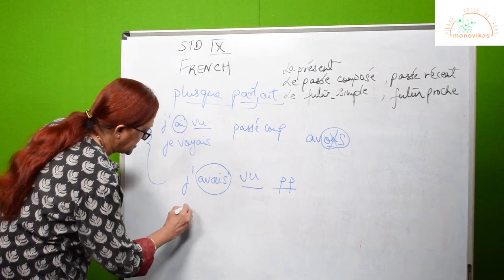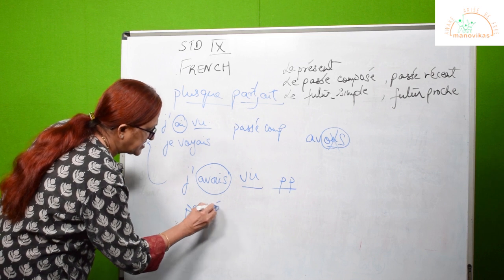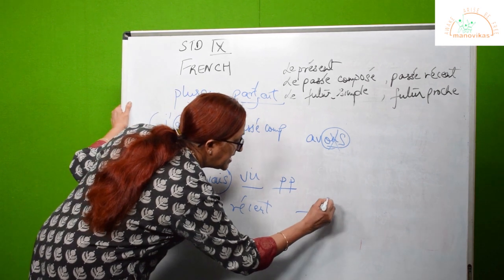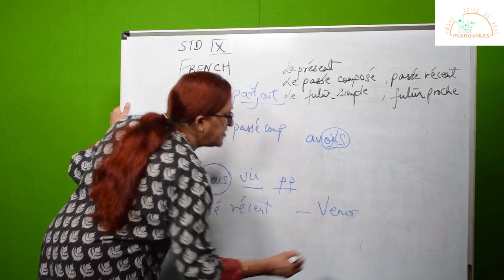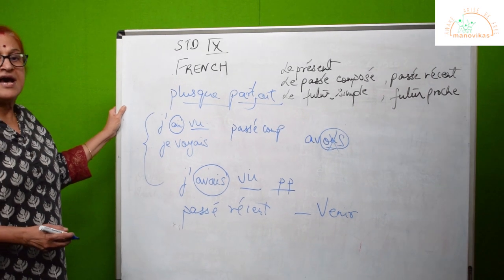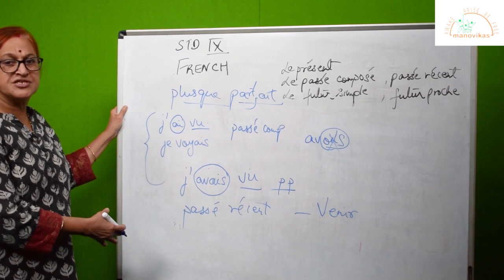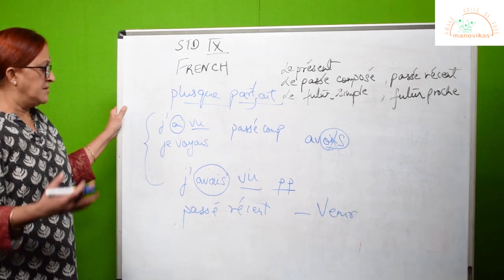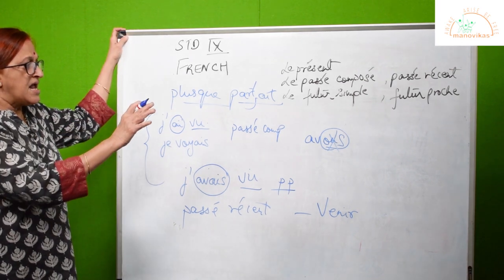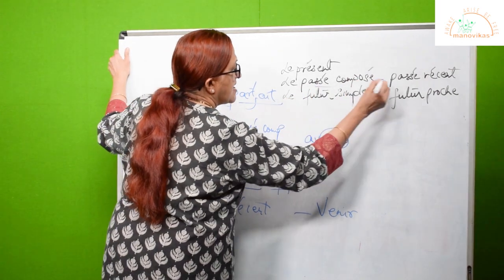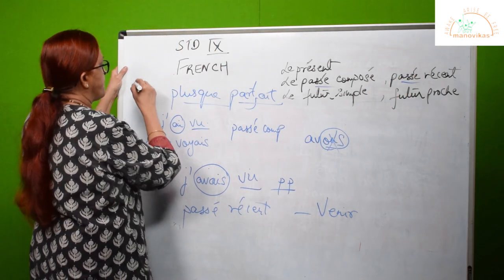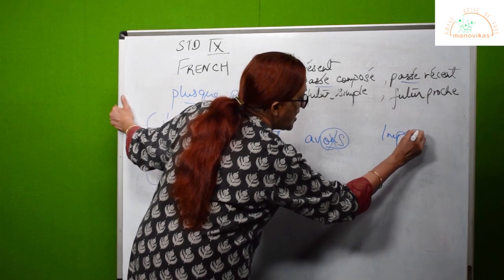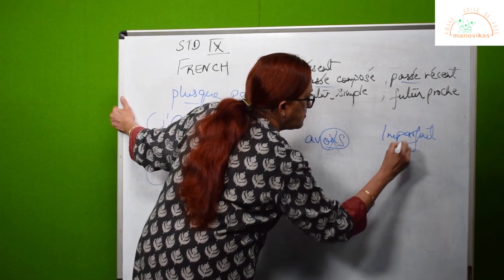Plus I had taught you passé récent, which is recent past. There we use the verb venir, if you remember. Je viens de voir. I just saw. 2 minutes back I just saw. There we conjugate venir instead of voir. So right now you have learned passé composé, passé récent, imperfect. Today you learned imperfect and plusquamperfect.